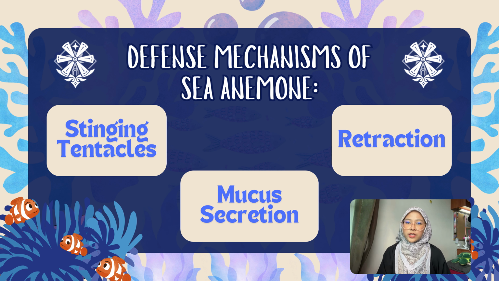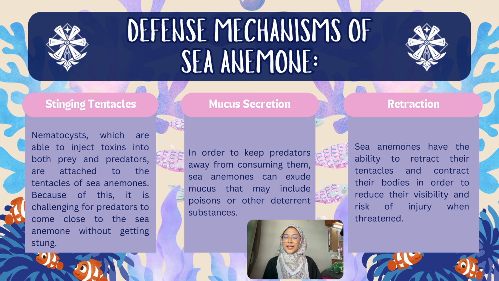Alright, just now Syakirah already presented about the clownfish, but right now I am Is and will present about sea anemone, which has the symbiotic relationship with clownfish. But before we talk about that, let's talk about the first mechanism of sea anemone first. Sea anemones have stings on their tentacles called nematocysts, which are able to inject toxins into predators and prey. This makes it difficult for predators to approach the sea anemones without getting stung.